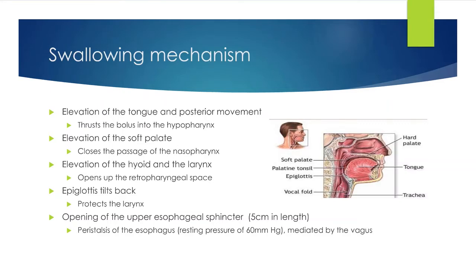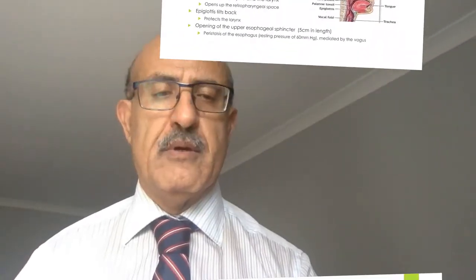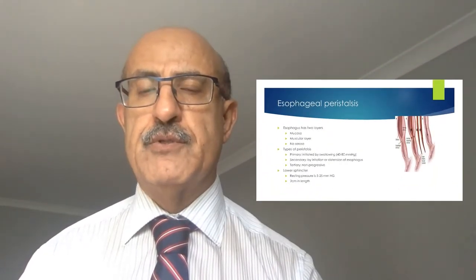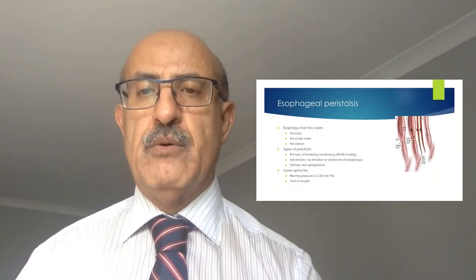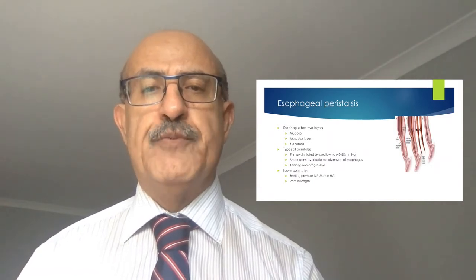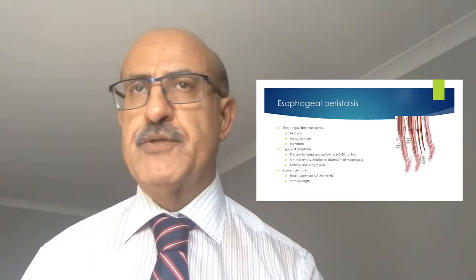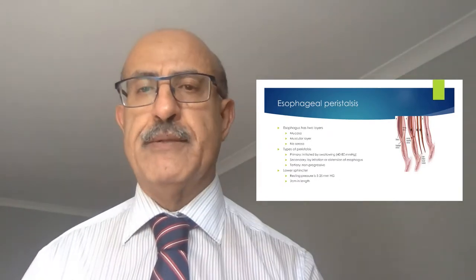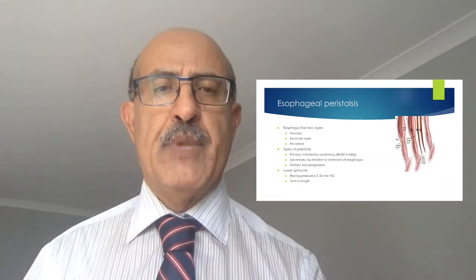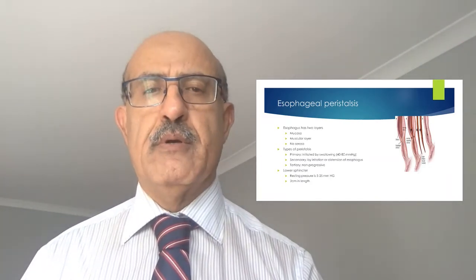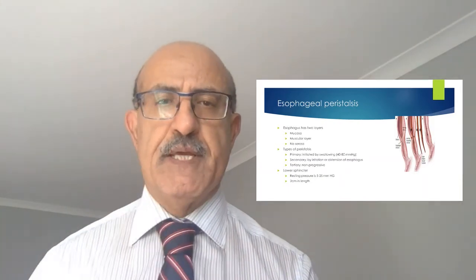The reflex itself is mediated by the vagus nerve, so it's not under voluntary control, which makes the esophagus kind of a complex organ. The cervical part is partly under voluntary control. Then it's involuntary in the chest and the part that is in the abdomen.